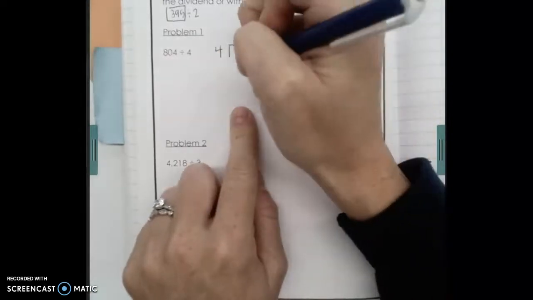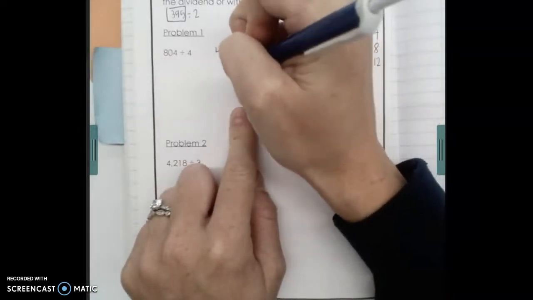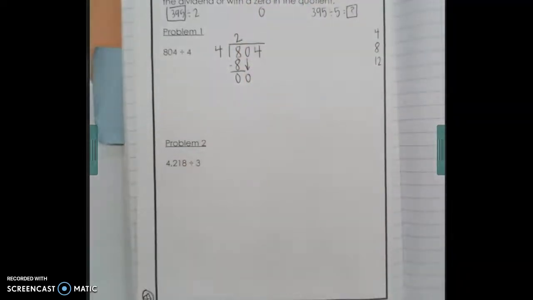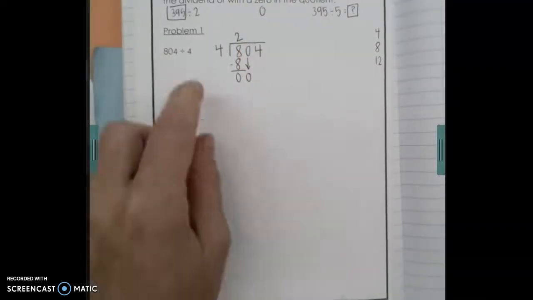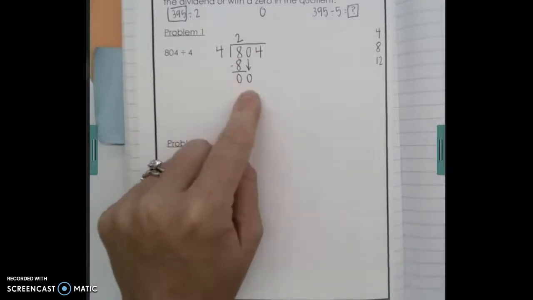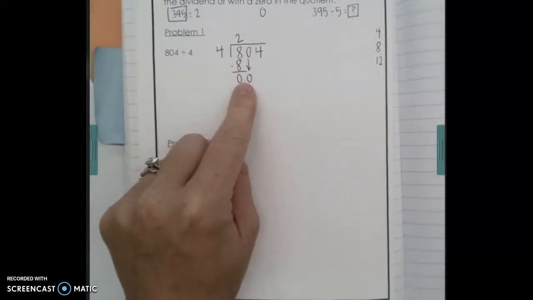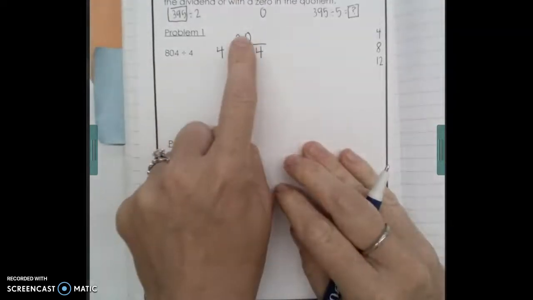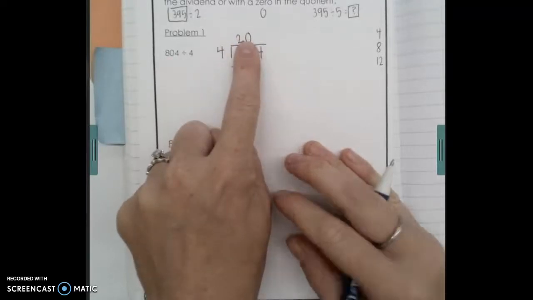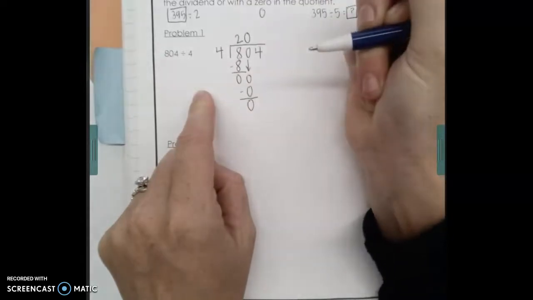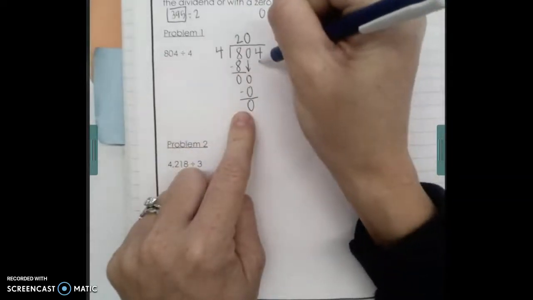4 times 2 is 8. Put my 8 down here. Minus, I get 0. Bring down my 0. Then we just ask ourselves the same thing we normally would. How many times does 4 go into the number that we get, which is 0? Well, 4 goes into 0 times. I do not have enough, right? So that was my 0 up here. And then we do our steps. 4 times 0 is 0. Minus is 0. And bring down our next number.